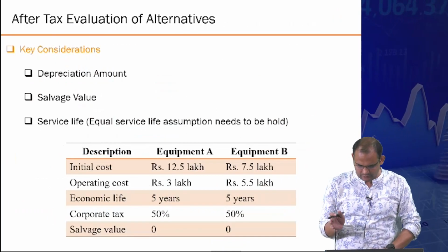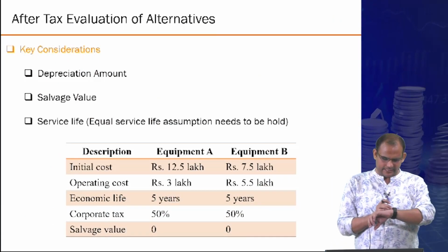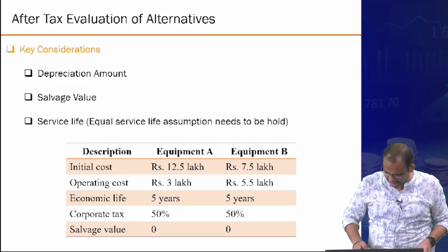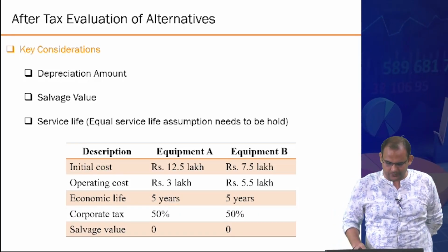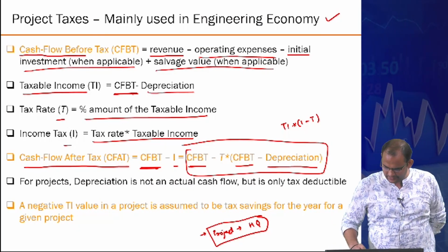Okay? Concept wise is simple. Let's look at some of the examples of how tax affects the decision. If it affects or if it does not, how to do this kind of calculation, right?